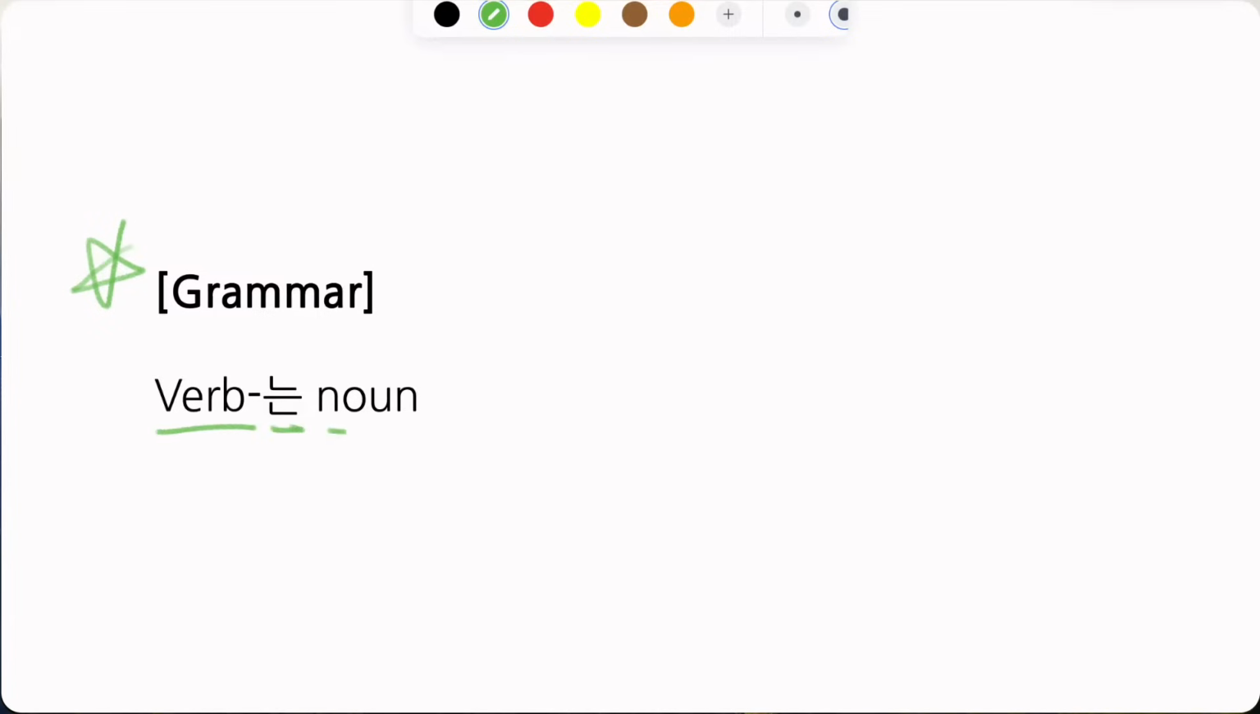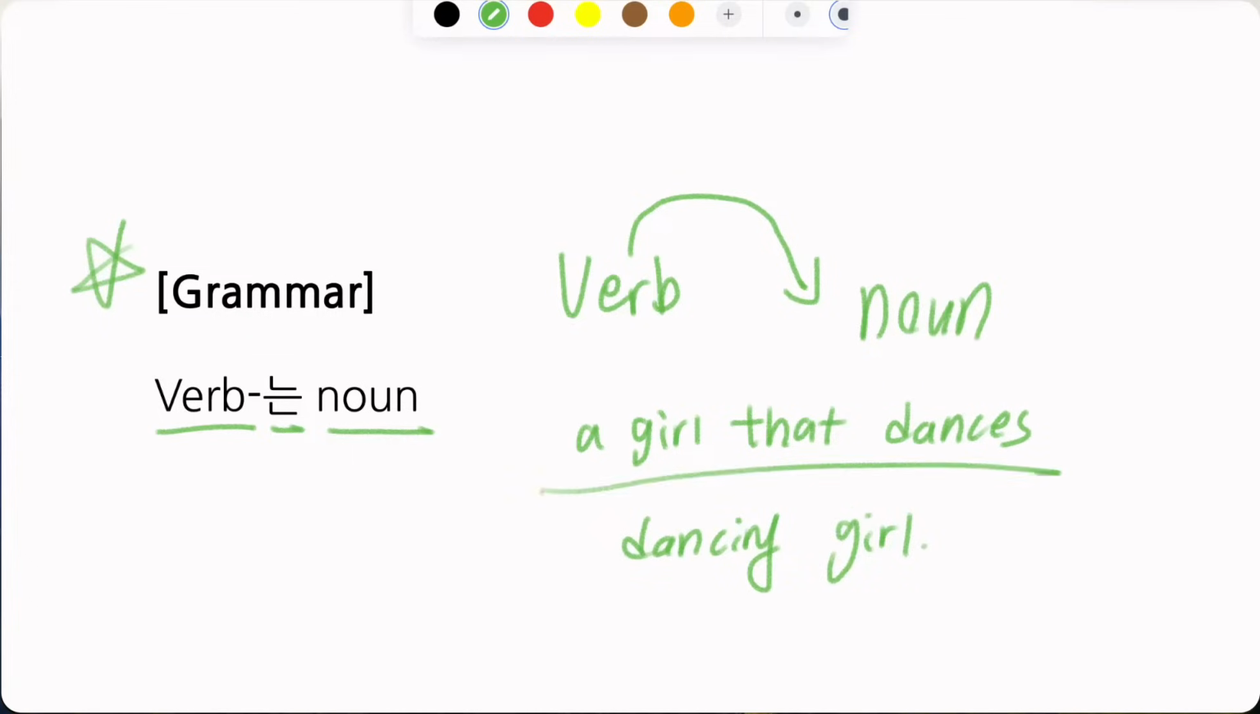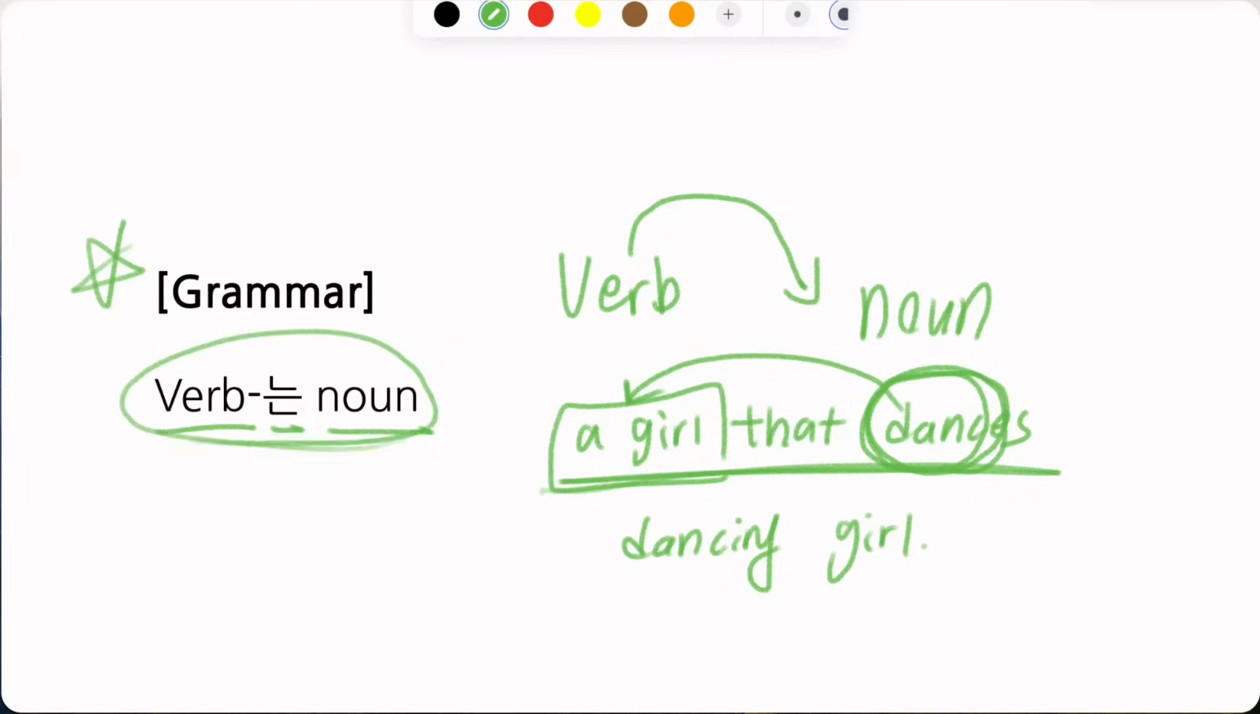So verb는 noun. A verb can be a modifier. Basically, a verb is usually something that describes an action, right? The subject does this, but it can also be used to describe a noun. So for example, in English, you say a girl that dances, or it could be a dancing girl. In this form, dance is what modifies a girl. It adds more description of a girl, right? So this grammar does precisely that.